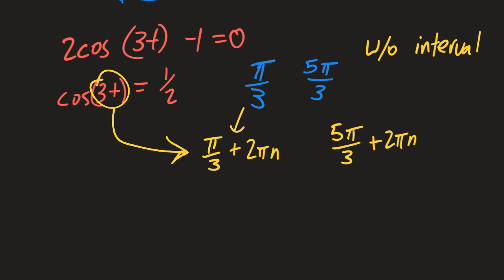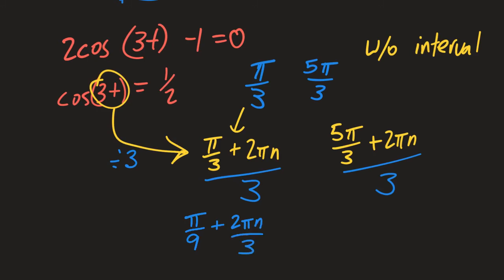So to finish this problem off, all I'm going to do is take these two answers and divide them by 3. I'm going to end up dividing this whole statement by 3 and this whole statement by 3. Now you could go piece by piece. Pi over 3 divided by 3 gives you pi over 9 plus 2 pi n over 3. You can also write it as 2 pi over 3 times n. And we've also got 5 pi over 9 plus 2 pi n over 3.